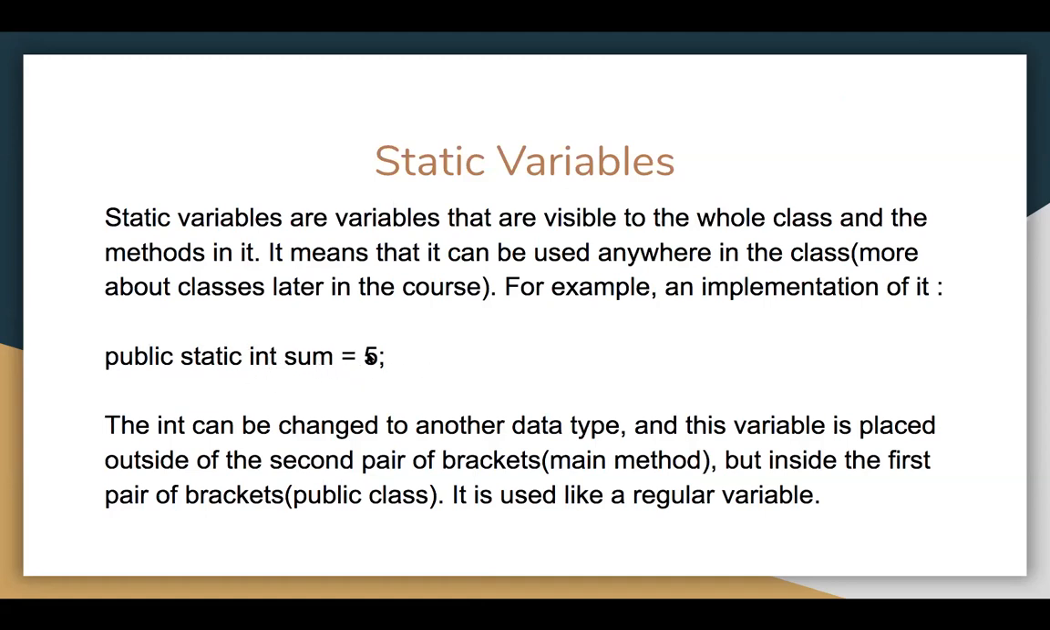Of course you can change that. And this is the value, and it still has a semicolon. It's still basically the same formatting as a regular variable. It just has the extra static and public. The int can change to another data type, and this variable is placed outside of the second pair of brackets, the main method, but inside the first pair of brackets, the public class. It's used like a regular variable, so any way you use regular variables, you can use it. For example, you can add two of these variables together and print it out. The only difference is that it can be used in more places than regular variables can.